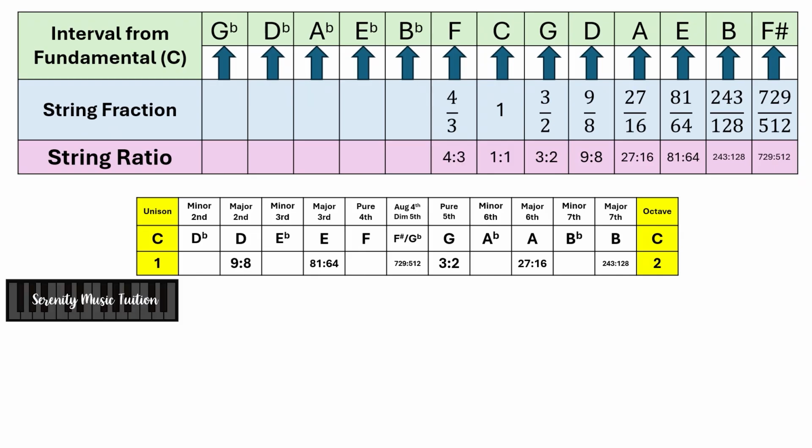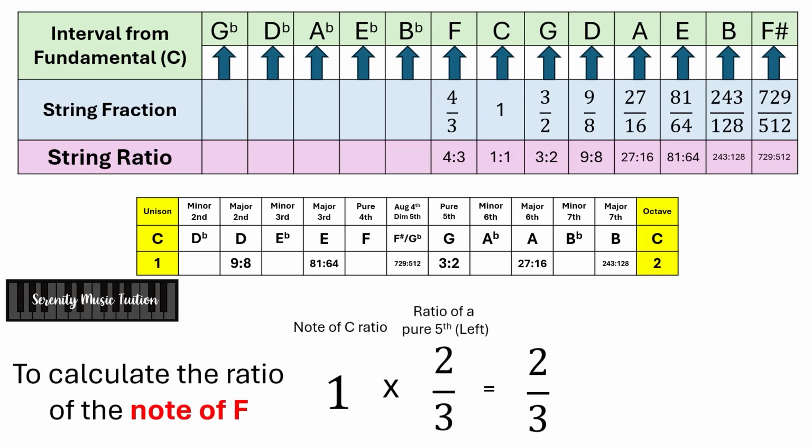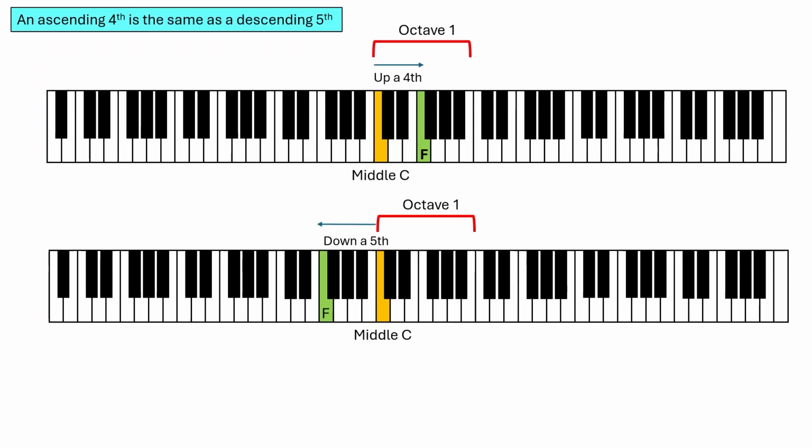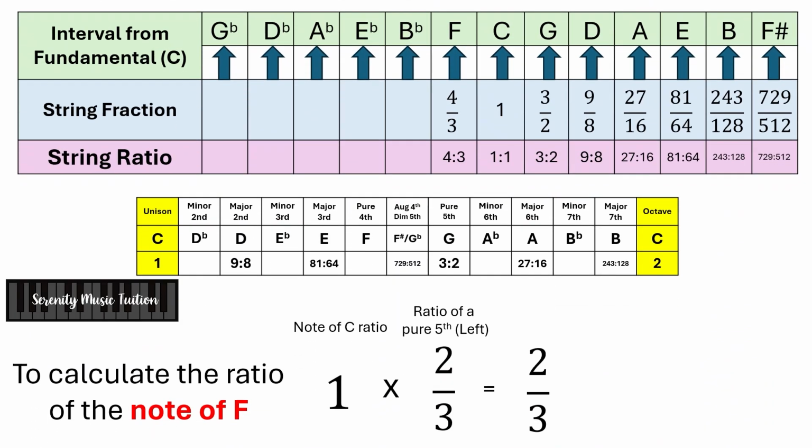To calculate the note of F moving left, we need to take the ratio of the note C, which is 1, and multiply it by 2/3, which is the inverse of the pure fifth fraction. Obviously, this will give us a fraction ratio of 2/3, which is less than 1. This means that the note F is out of range, as it is placed in the octave below where it needs to be. Therefore, we need to multiply by 2, which gives us the fraction 4/3, or the ratio 4/3. Exactly the same as the interval of a pure fourth. Let's add the ratio of a pure fourth to our table.